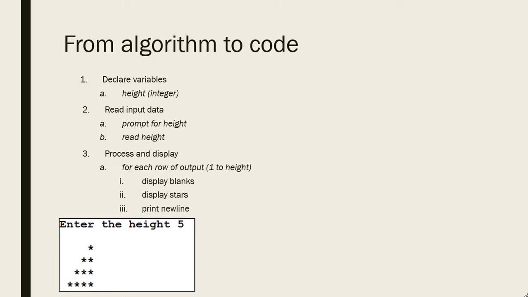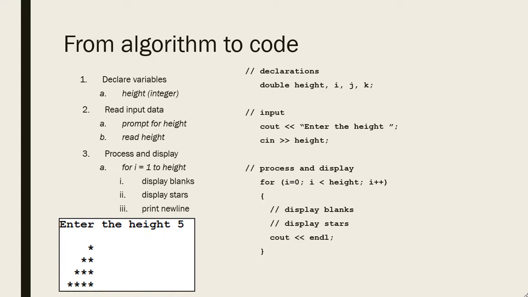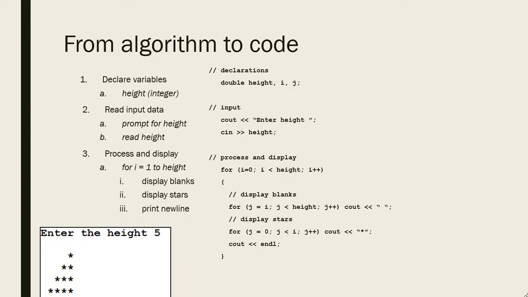So this is going to involve a little bit more forethought about how that inner loop is going to work. Again, the outer loop remains the same. We're just going to run this thing 5 times. But the inner loop is where we're going to have to figure out how many blanks to display and how many stars to display. And actually, this means we have to have 2 loops inside. One to print the blanks, one to print the stars. And you can see the code for these here.